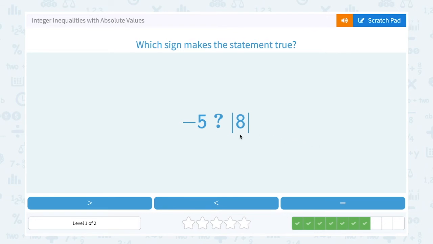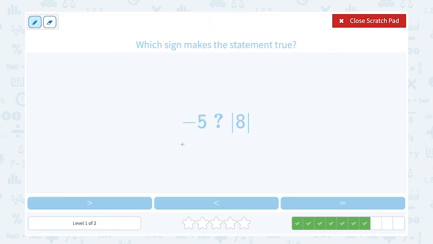Negative 5 compared to the absolute value of 8. Okay. Well, negative 5 is a negative number. The absolute value of 8 is positive 8, right? 8 is 8 units to the right of 0. So negative 5, a negative number, is smaller or less than a positive number. So negative 5 is less than 8.